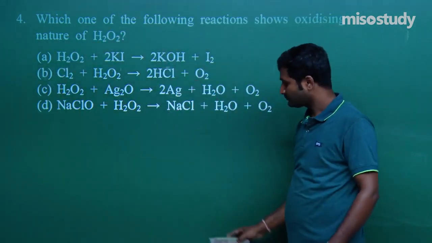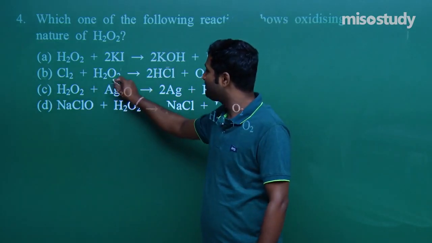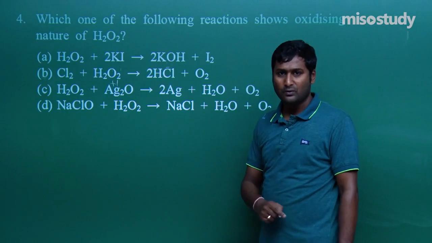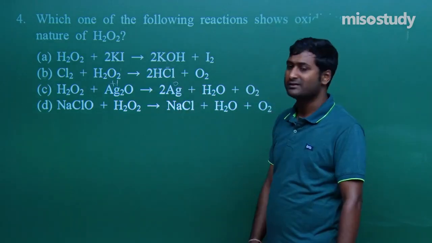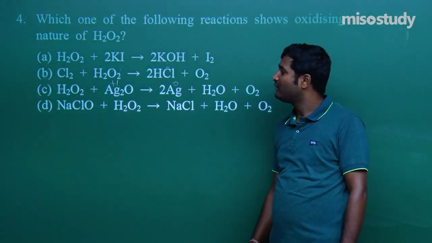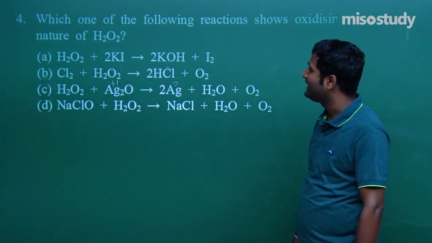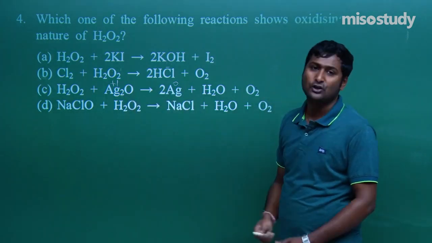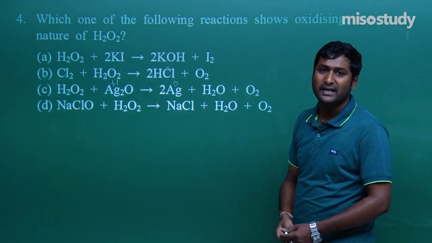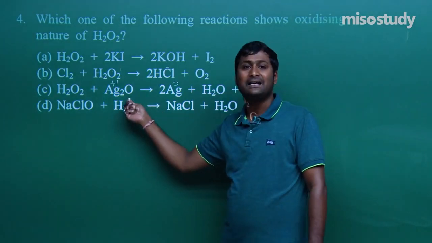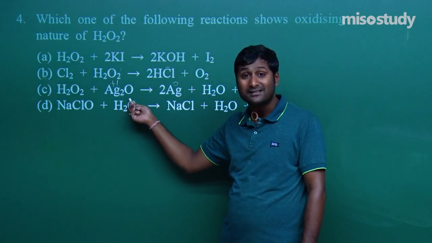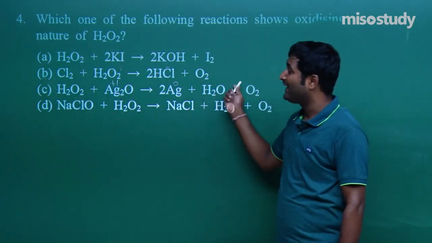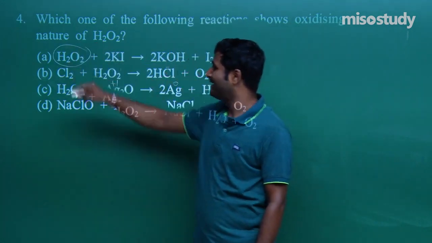Look at here. Here silver is in +1 oxidation state, and here silver is in 0 oxidation state. Now tell me what will happen in this case. In this case, +1 to 0, there is a decrement. If there is a decrement, then it is an oxidizing agent. So this one is the reducing agent, and we have to find the oxidizing agent, not the reducing agent.